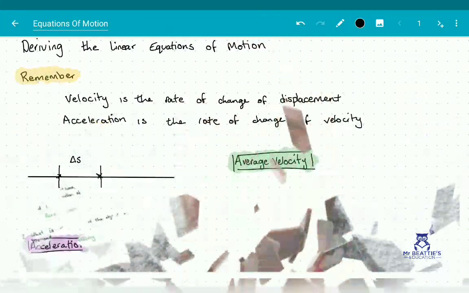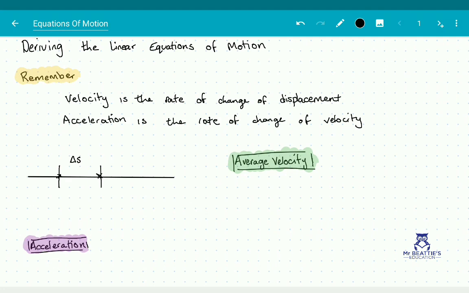Hello there and welcome as we start to derive the linear equations of motion. So this is the first part of our advanced higher physics course, and one of the key things we need to be able to look at is deriving the linear equations of motion that you have been using in higher.